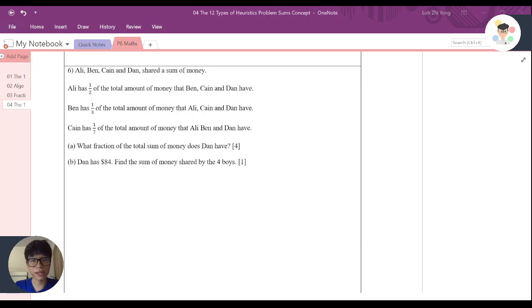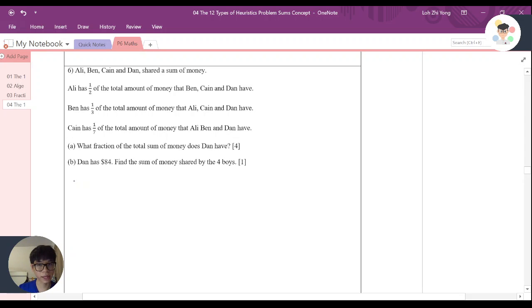Welcome back to digital class, and this is a discussion for booklet number 4, the 12 types of heuristic problem sum concept. Let's discuss this question. Ali, Ben, Cain and Dan share a sum of money. Ali has 1/2 of the total amount of money that Ben, Cain and Dan have. So basically, this is the ABC, okay?